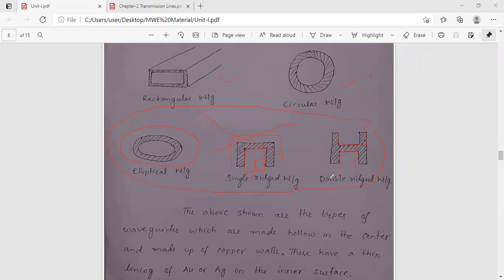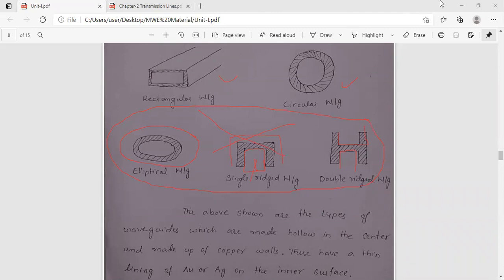Now, as I said in the morning session, one of the major disadvantages of the waveguide is that it is very expensive. The waveguide was expensive, and I have told the reason also why it is more expensive. Why are the waveguide components expensive?